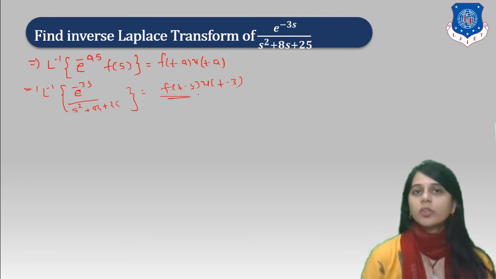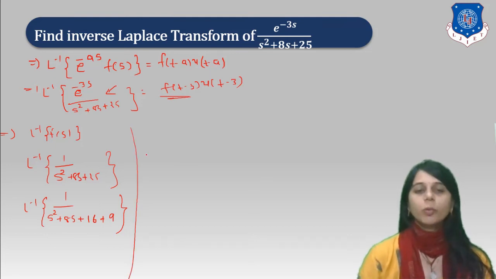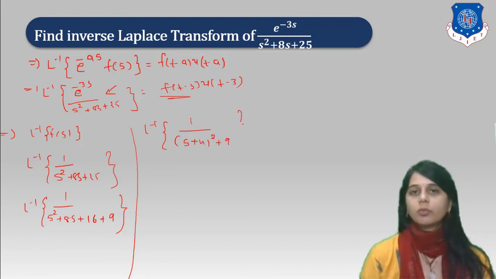Now, what is f of t minus 3? We have to find it from f of s. So we take the Laplace inverse of f of s, the Laplace inverse of 1 upon s square plus 8s plus 25. We split the 25: 1 upon s square plus 8s plus 16 plus 9. So we have the 1 upon (s plus 4) whole square plus 9 form.